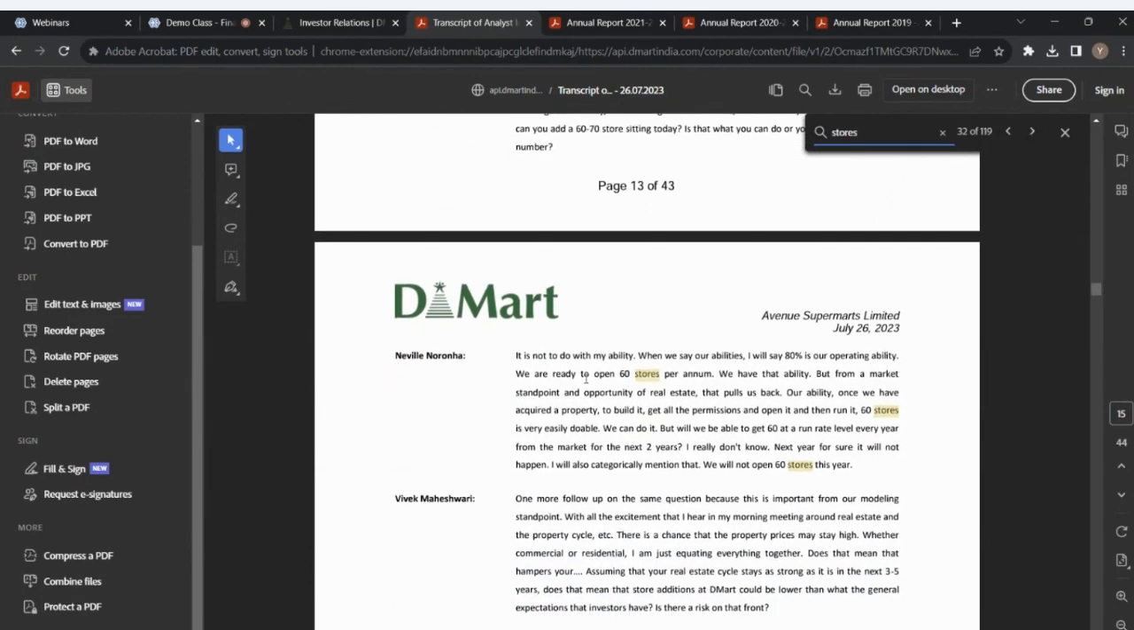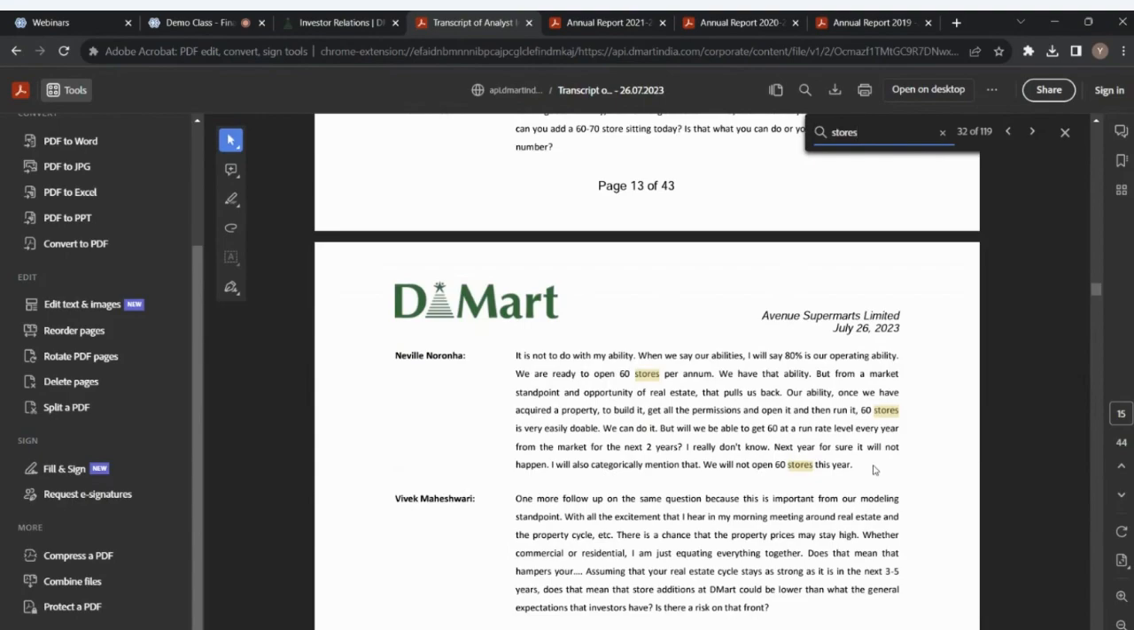60 stores per annum, we are ready to open. We have that ability, but from a market standpoint, the real estate pulls us back. Next year for sure it will not happen. But will we be able to target 60 at a run rate level every year from the market for the next 2 years? I really don't know. Next year for sure it will not happen. I will also categorically mention that we will not open 60 stores this year.